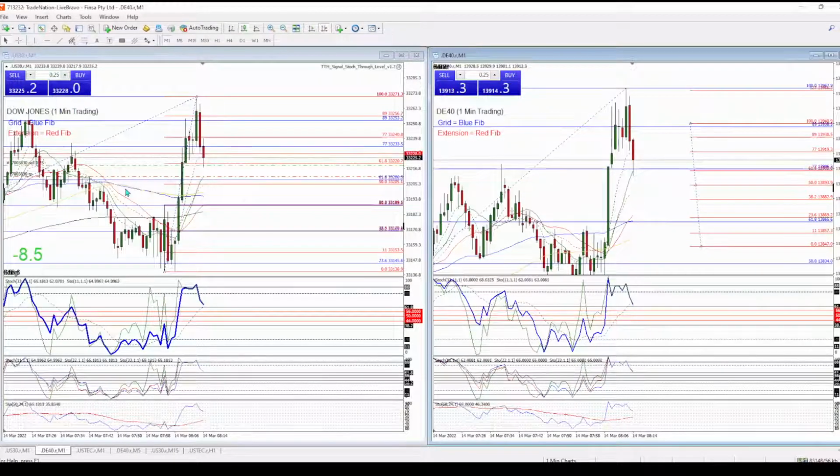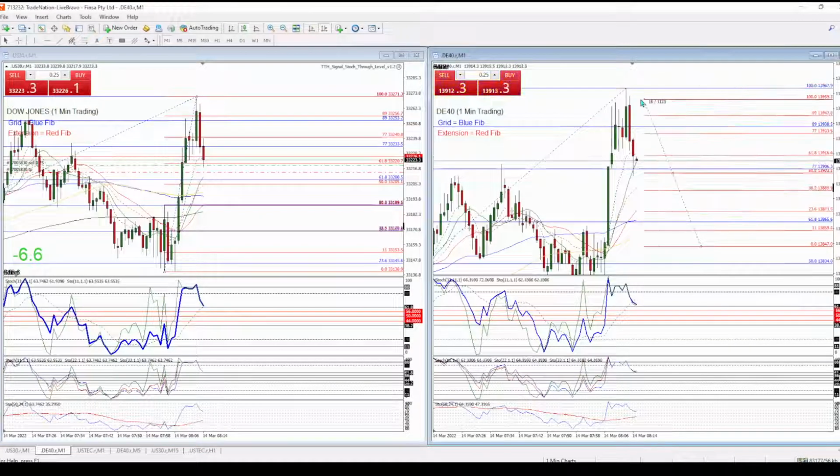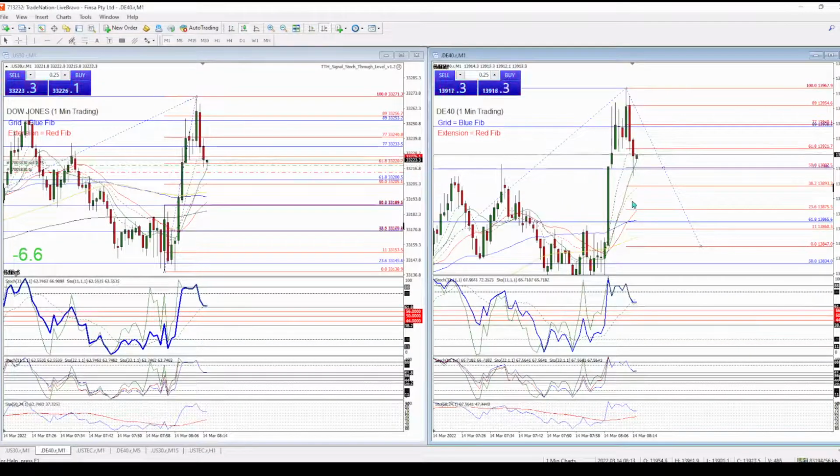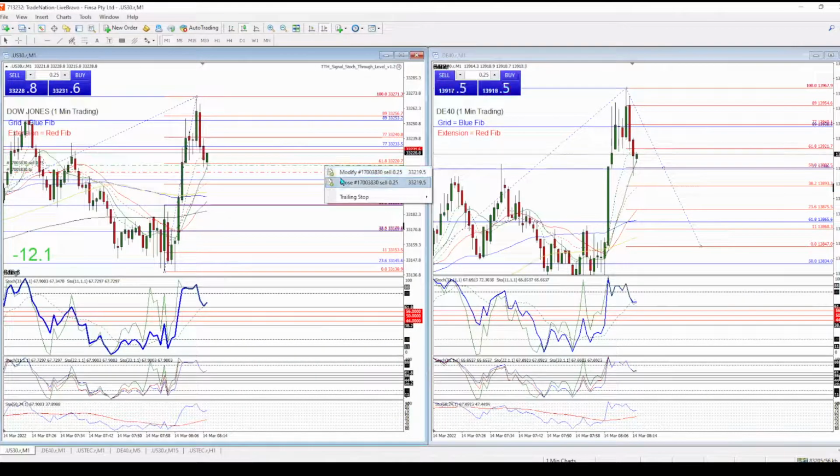Took that sell below 61.8. See if it struggles a little bit. Let's just aim for the 5 points. Start pulling an extension flip from these highs. We need another candle, about 5. Support 38.2 of daily high low. Stop is above that 77 of the 1 minute grid.